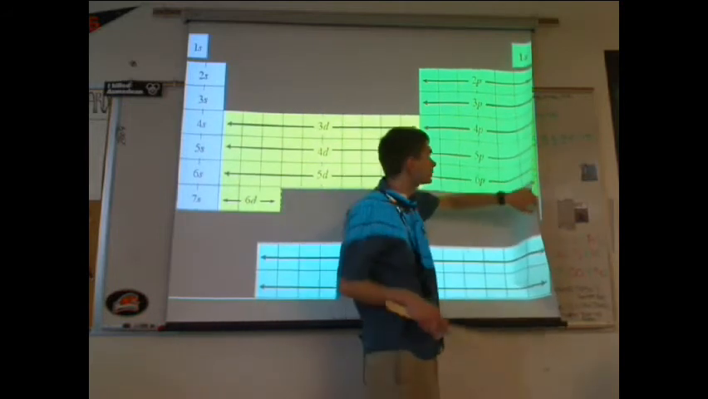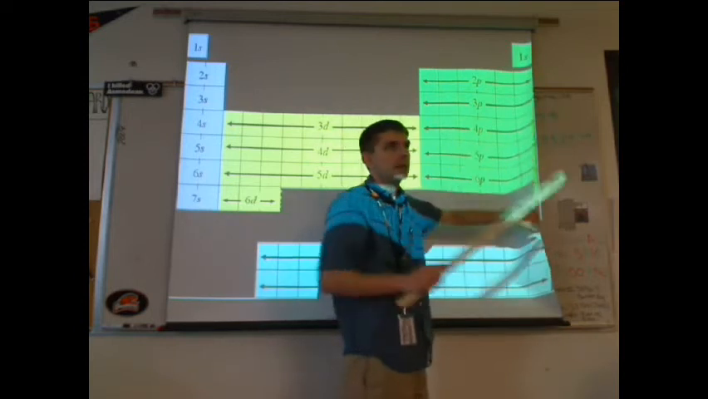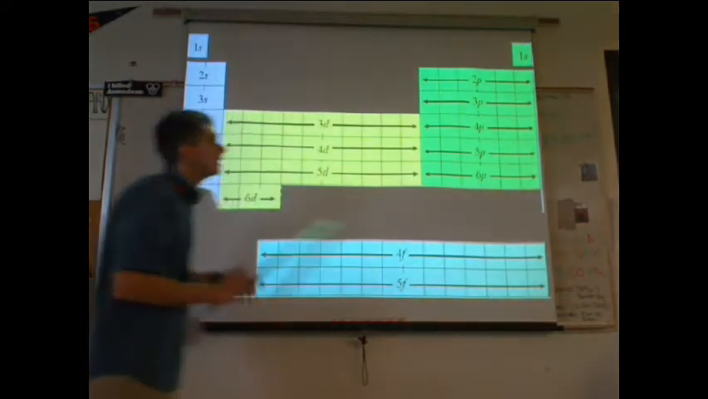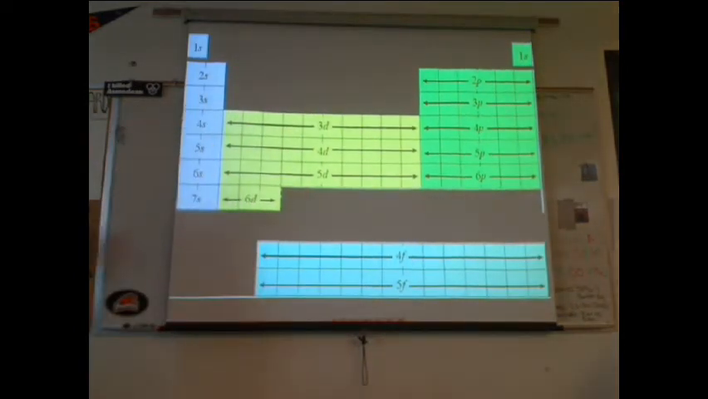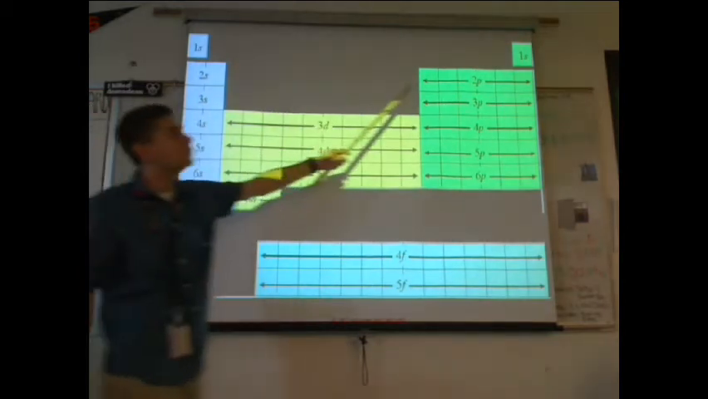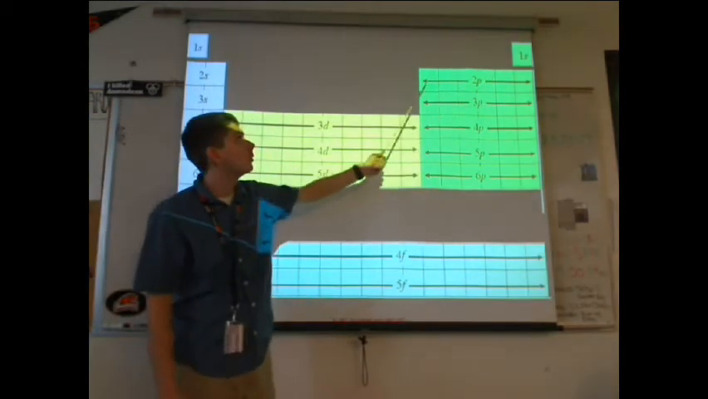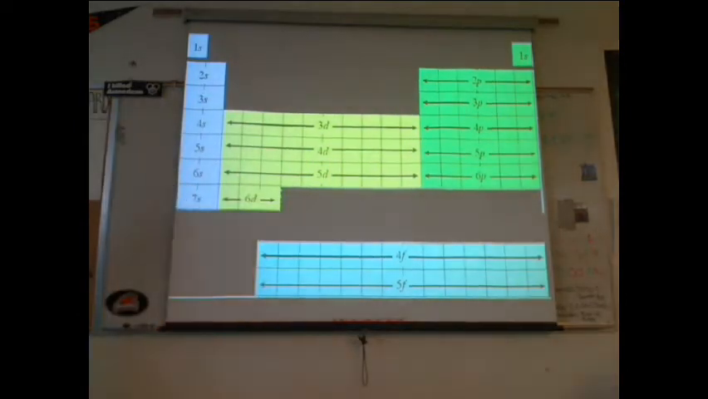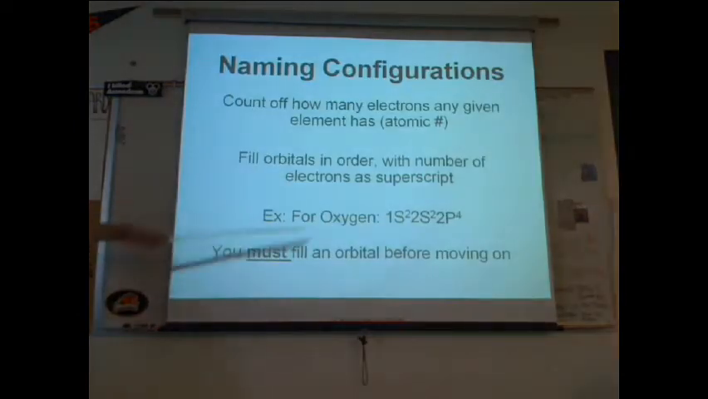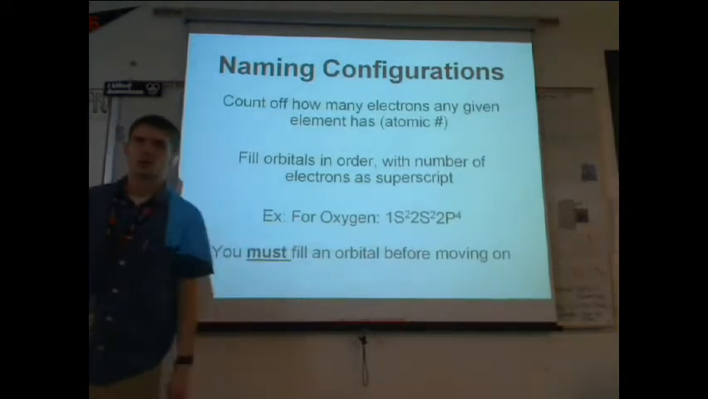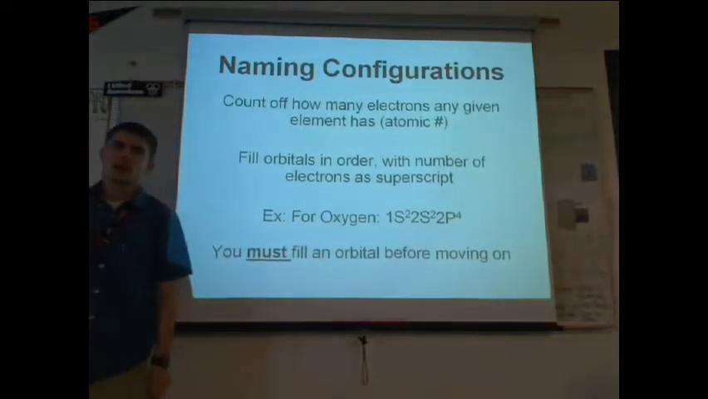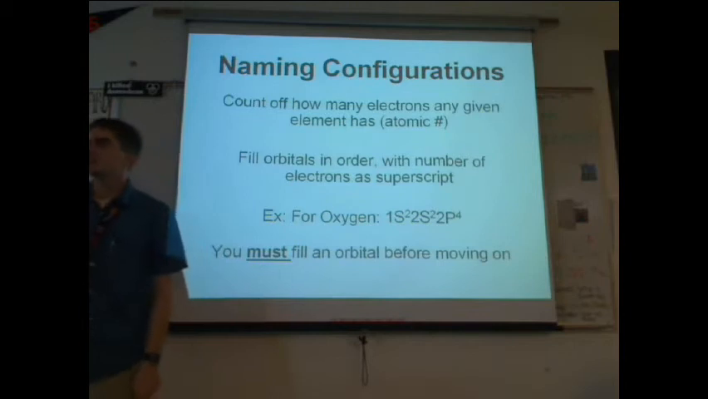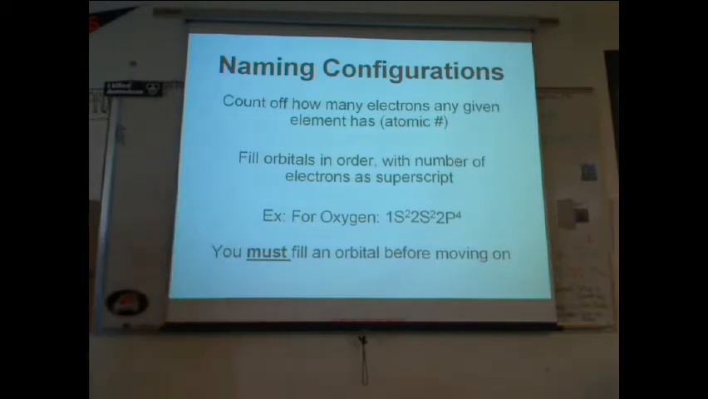So 1s2. Then you got 2s2. Then you go into the 2p and you go over 1, 2, 3, 4. So when you look at the oxygen, it's 1s2, 2s2, 2p4. I know this is kind of difficult. The best way is just to look at a lot of examples until your brain kind of sees the pattern.